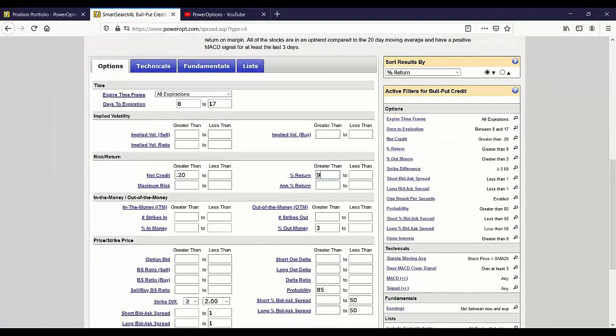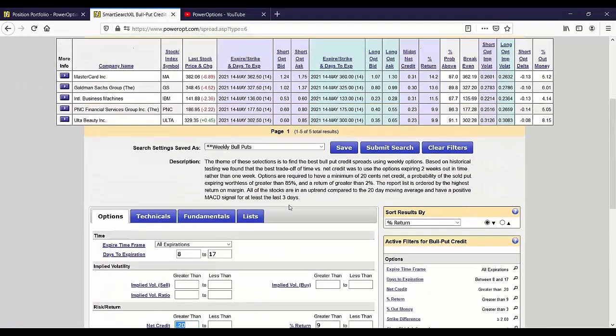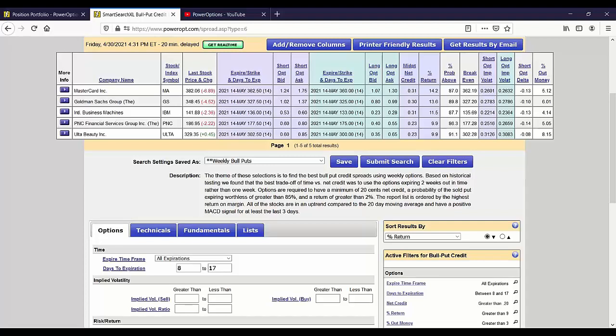In general, I'm looking for a minimum 9% return with a 20-cent net credit. That's a base, and I usually take the top 3. Okay, so I'm looking at these. Now, volatility has been decreasing recently, and we're not seeing as many trades in here for 2 reasons. Number 1, volatility is decreasing, Don.